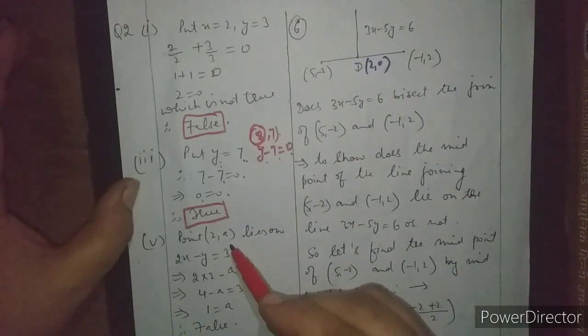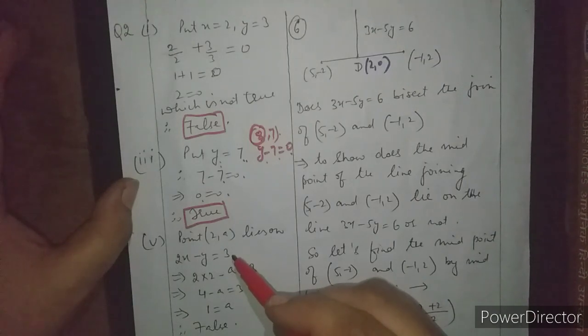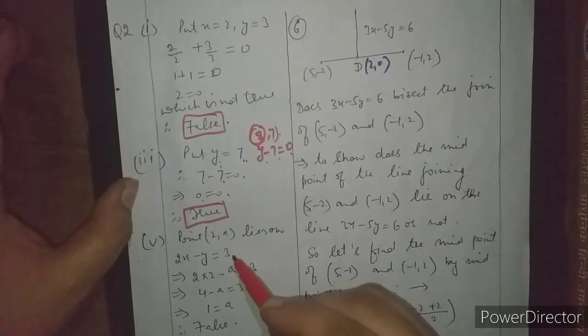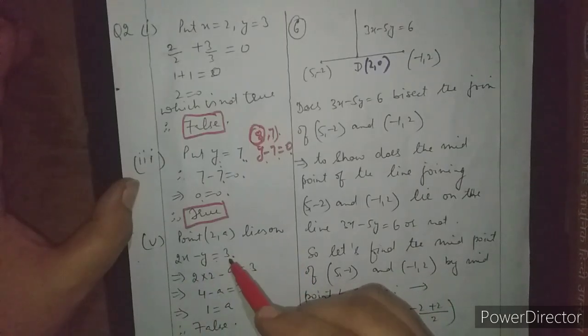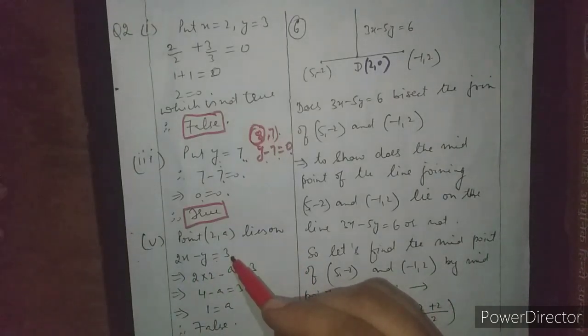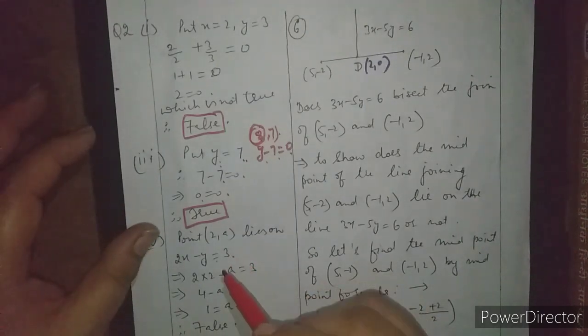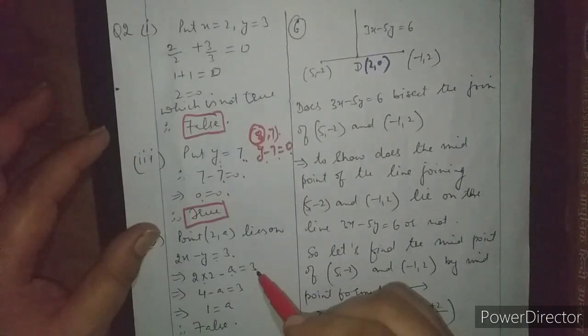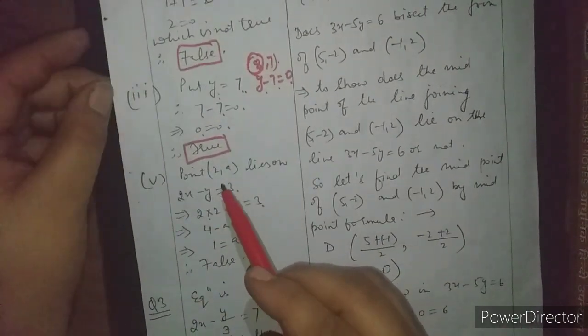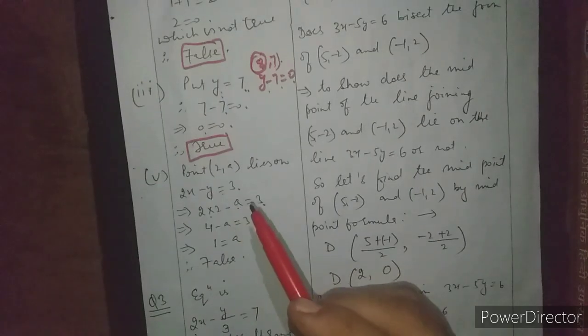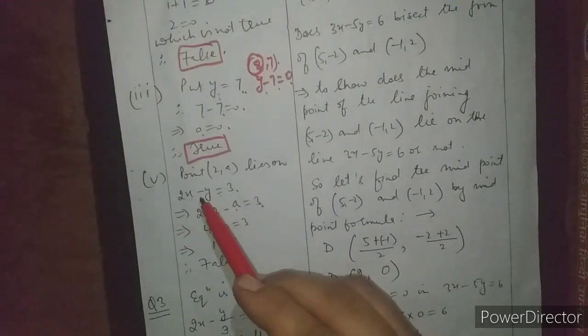Part number 5 says, if the point (2, a) lies on the line, which line? 2x minus y equal to 3. It is already given that the point lies on this line. If the point is said to be lying on the line, it means it will satisfy the equation of the line. It means left hand side will be equal to right hand side. So what we are going to do, we will simply put x equal to 2 and y equal to a.